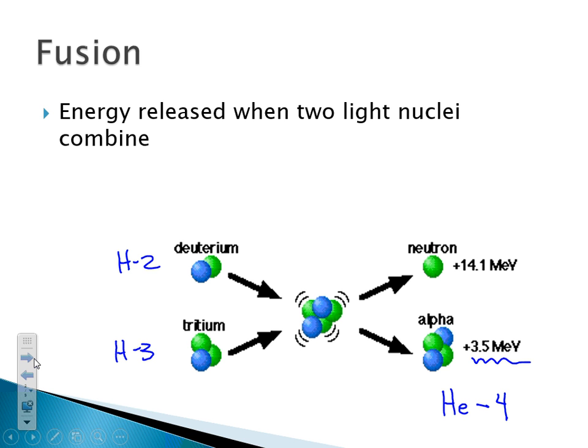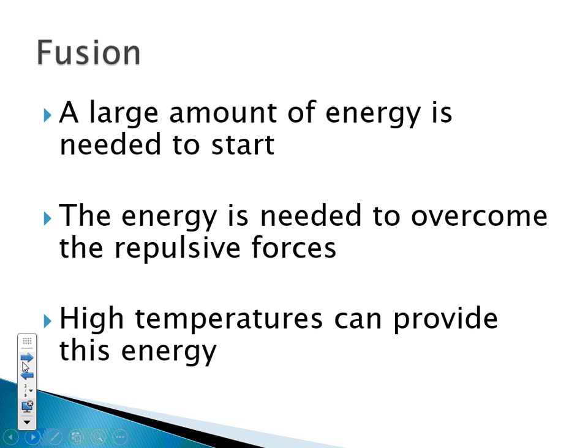Lots of energy is released, so that's what this symbol represents, 3.5 mega electron volts. In fusion, a large amount of energy is needed to start the reaction, because that energy needs to help those nuclei overcome the repulsive forces of 2 positive nuclei. High temperatures can provide this energy.